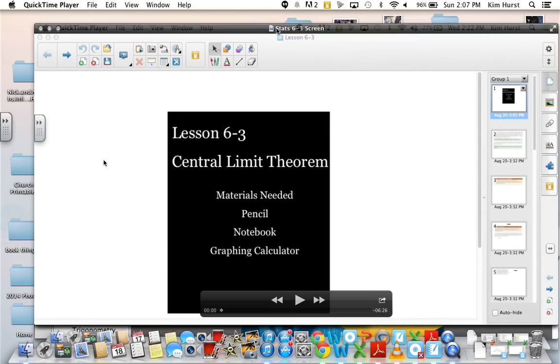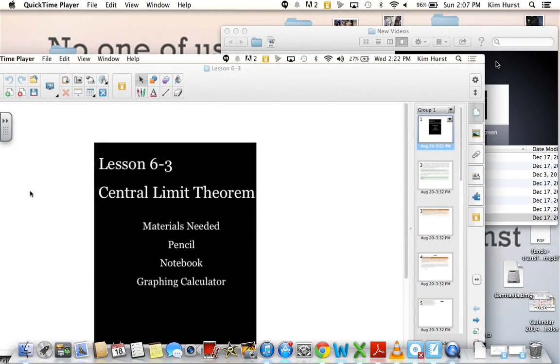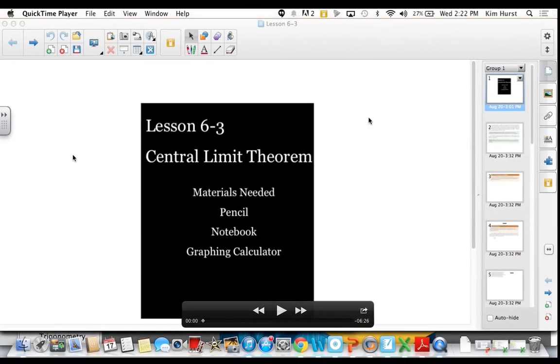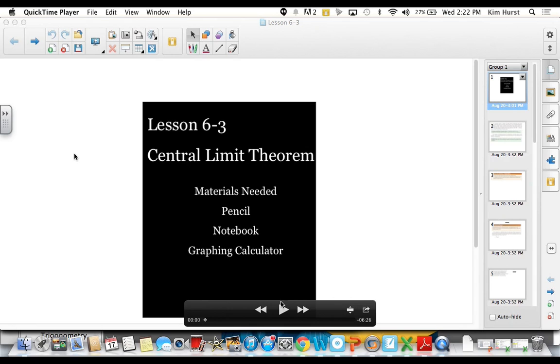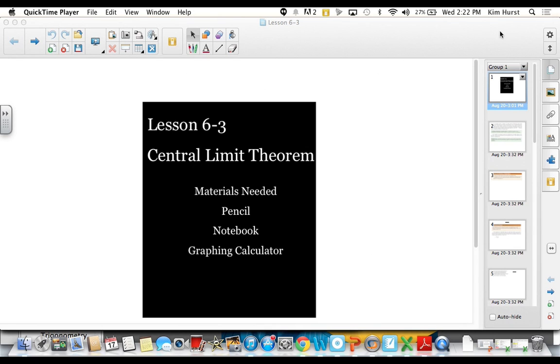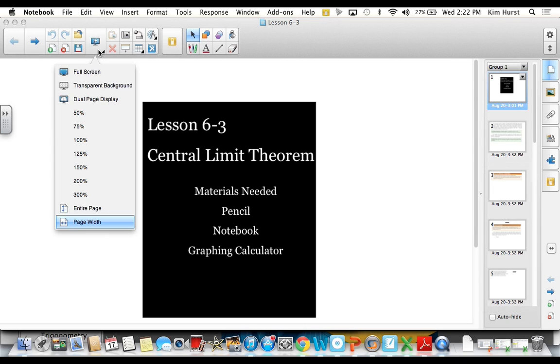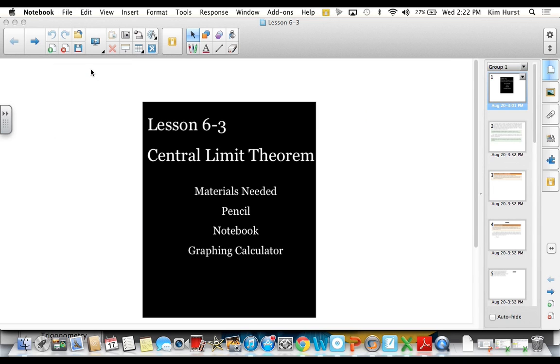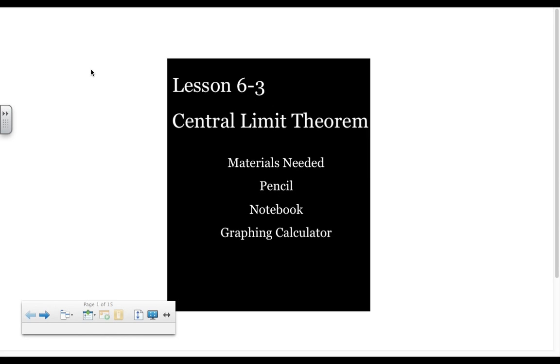Something called the central limit theorem. And this is how to normalize samples. With this concept, we will be using a formula that's very similar to the formula you used when you found z-scores for the problems in lesson 6.2. The idea here, though, is that we have a sample and we need to account for that.